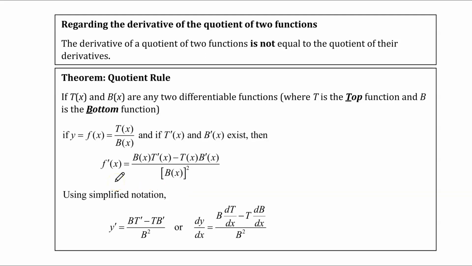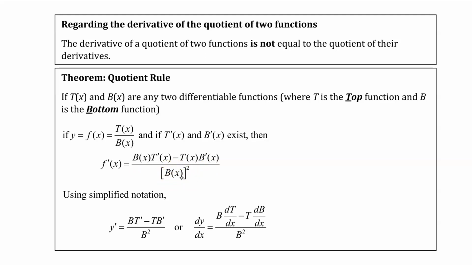So note that the derivative of a quotient of two functions is not equal to the quotient of their derivatives, but rather equal to the bottom function times the derivative of the top function minus top times the derivative of the bottom, divided by the bottom squared.